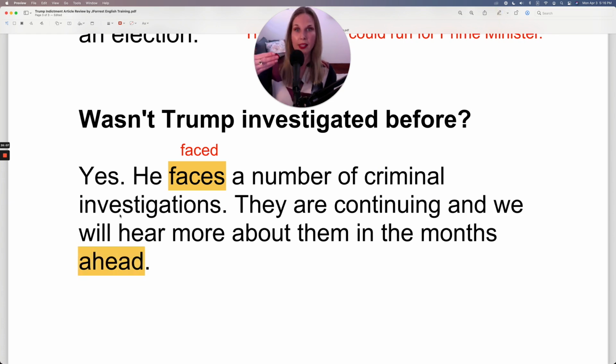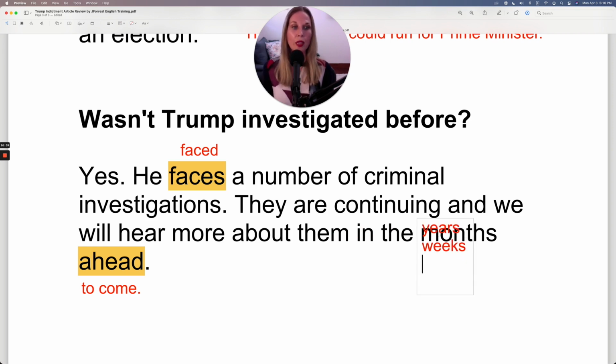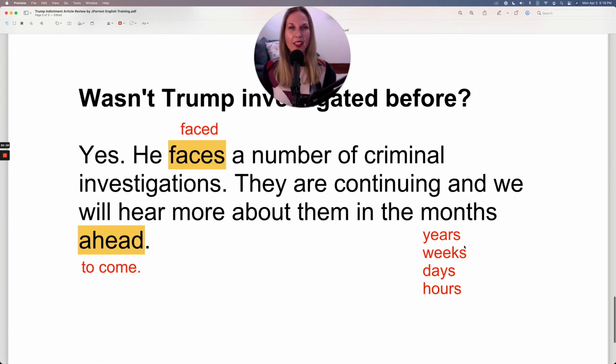So in the months ahead is a future time reference. You could also say in the months to come. Both of these are quite common. I like ahead, in the months ahead. And then you can change your time reference to in the years ahead, in the weeks ahead, in the days ahead, even something like the hours. It doesn't have to be a long period of time, in the hours ahead. And that is the end of our article.